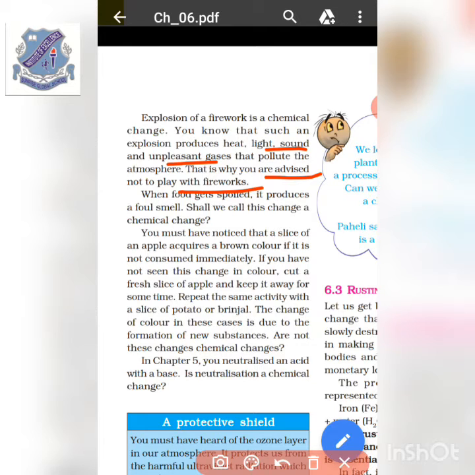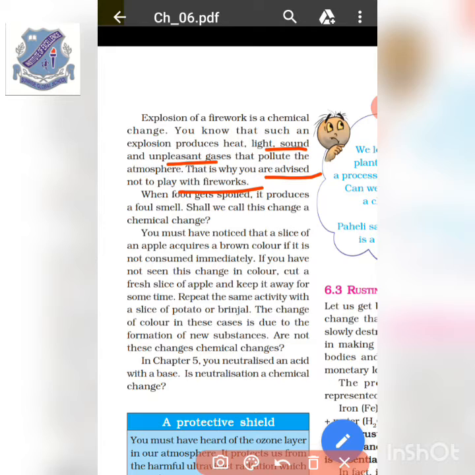When food gets spoiled, it produces a foul smell. Shall we call this change a chemical change? Yes. So whenever food spoils or is left lying for a very long time, a very bad smell starts coming from it. This is due to a chemical change because a chemical reaction takes place in the substances present in the food.